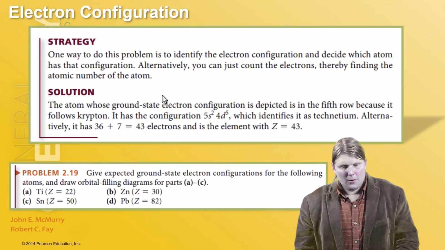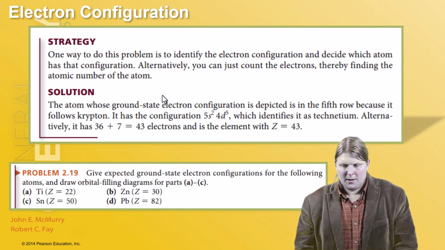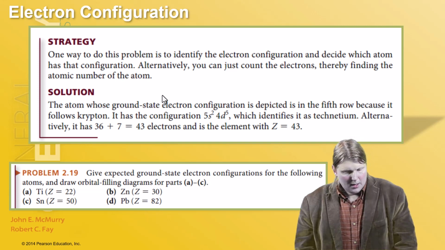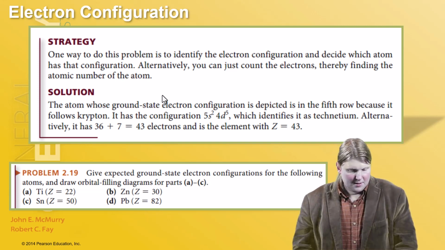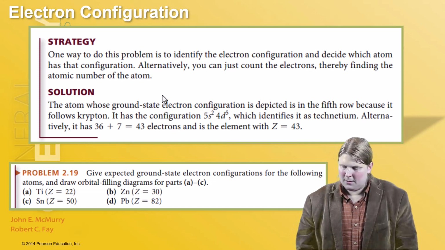So again, they say one way to do this problem is to identify it and decide which atom has it. You can count the electrons, which is really what we're doing. We're just counting the electrons. And they give us some other examples here of titanium, zinc, tin, lead. I'm not going to ask for anything that's really heavy that has more exceptions.